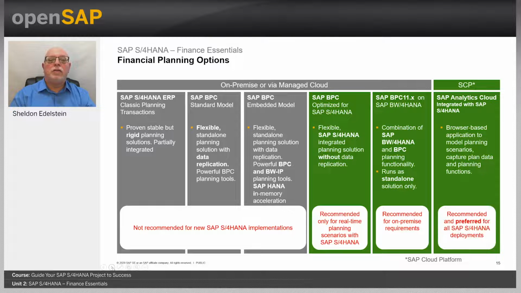The leading and strategic planning solution for SAP is SAP Analytics Cloud. This is a cloud-based application that has deep integration capabilities for S4HANA, BPC, as well as many other SAP and non-SAP applications. As SAP's strategic planning application, future development and innovation will primarily be focused on SAC.